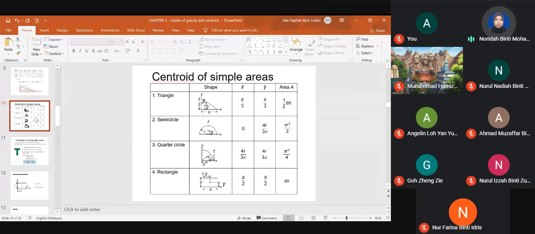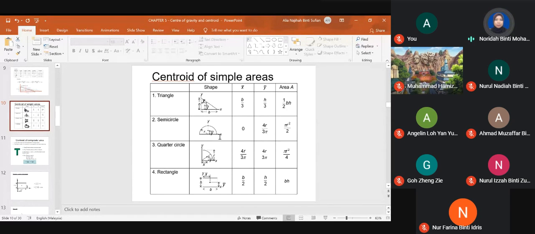Okay, now centroid for simple areas. We have 4 simple areas here. The triangle, the centroid is given by X bar equal to B over 3. One third of base will give the X bar, while one third of height will give the Y bar. The formula for area is half BH.